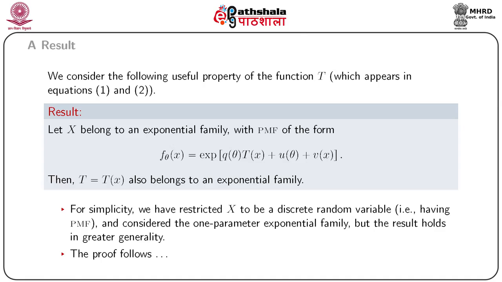The PMF of x is given by f_θ(x) = e^(Q(θ)T(x) + U(θ) + V(x)), x belongs to script X, θ belongs to script Θ, where Q(θ) and U(θ) are real valued functions of θ only, and T(x) and V(x) are real valued functions of x.